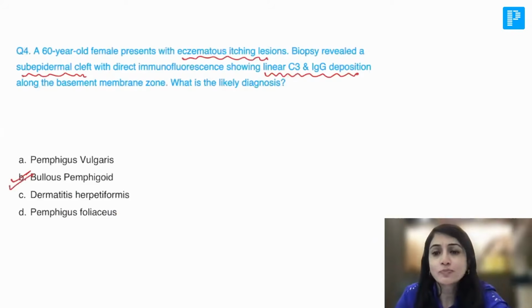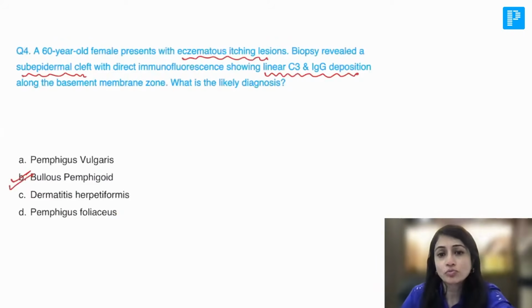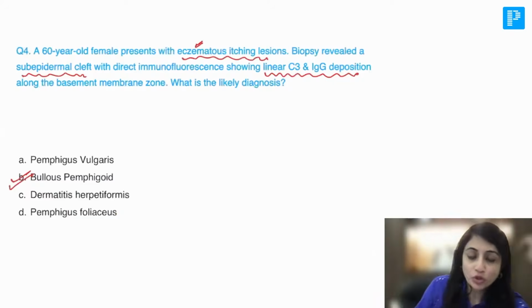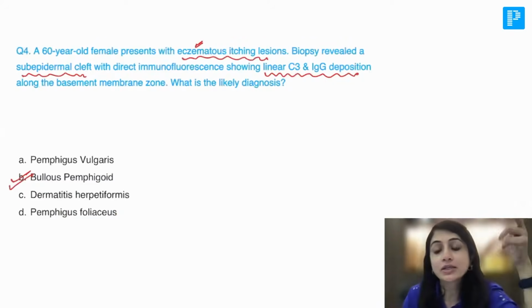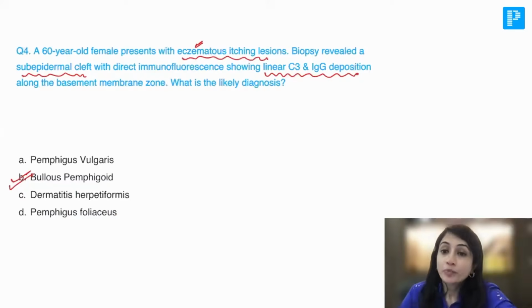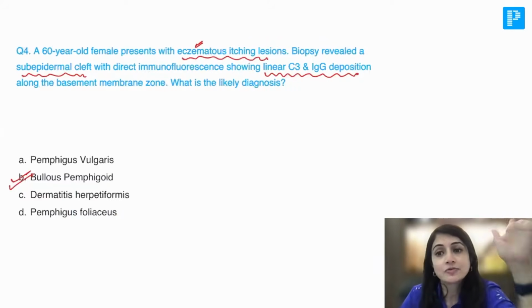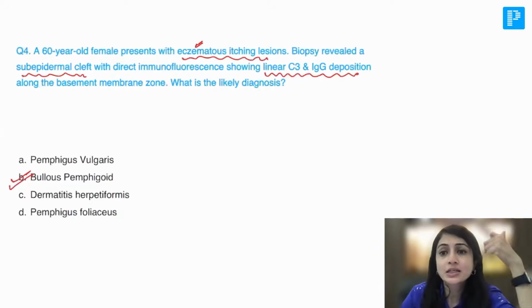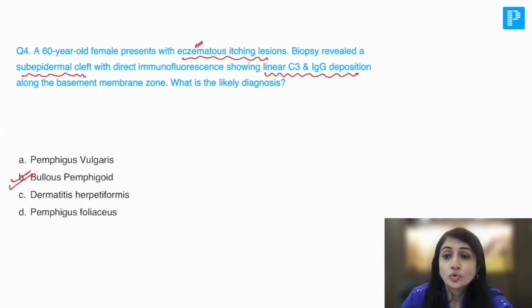Yes, this is bullous pemphigoid, and I have all the reasons to mark it because eczematous itchy lesion is a feature of bullous pemphigoid. Subepidermal cleft is telling me it is a subepidermal immunobullous disorder. Linear IgG and C3 is further nailing it down. Now let's look at the other option, pemphigus vulgaris: no eczematous lesions, no subepidermal cleft, no linear C3 IgG deposition. DH, again, you do not see linear C3 and IgG deposition.